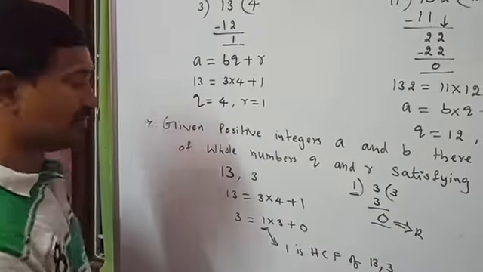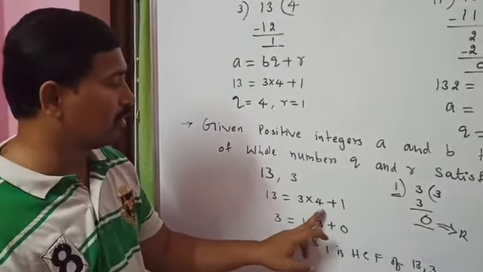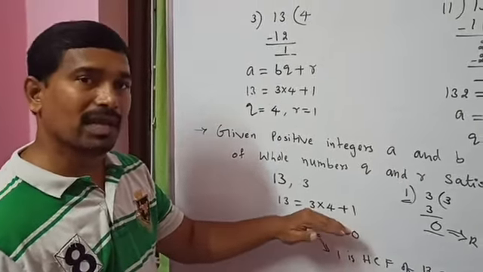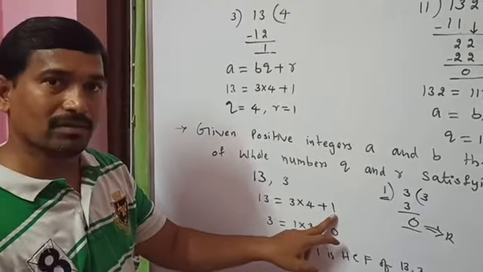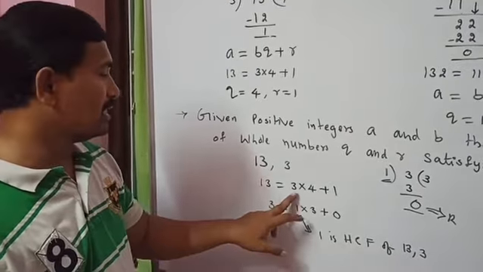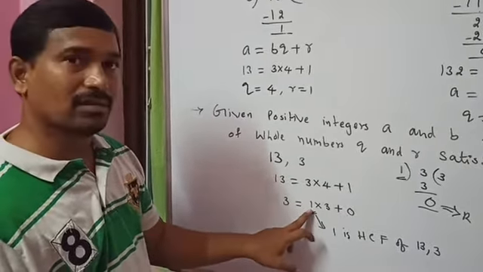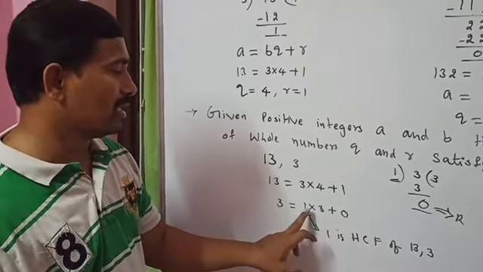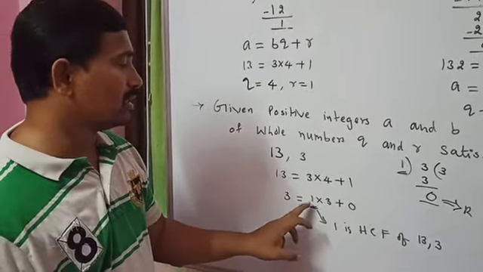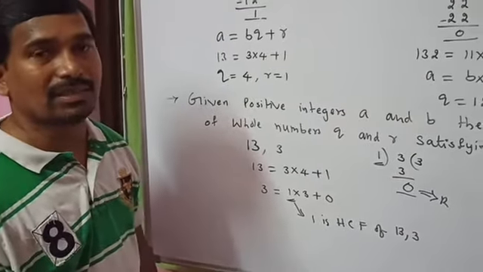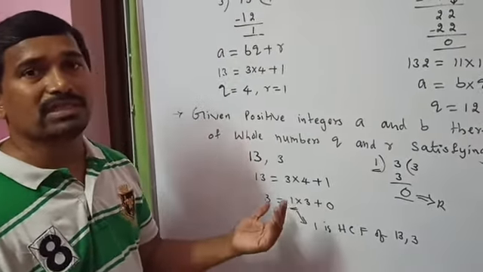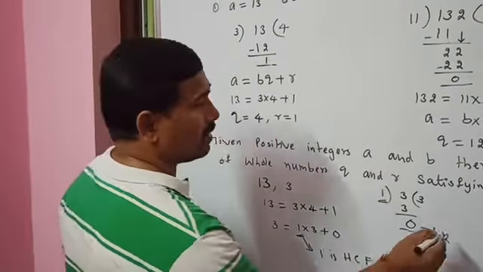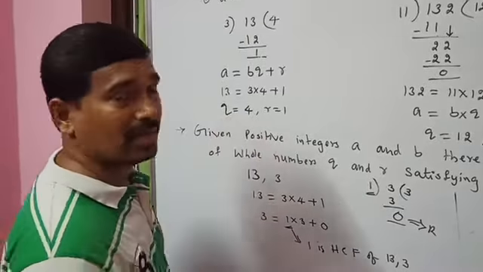See, 13 can be written as 3 into 4 plus 1. Here the remainder is not 0, so follow the division lemma for 3 and 1. Now 3 is the dividend, 1 is the divisor. So 3 can be written as 1 into 3 plus 0. Here we got remainder 0. So 1 is the HCF of 13 and 3. We can find the HCF in many ways, and to find the HCF we have learned this method.